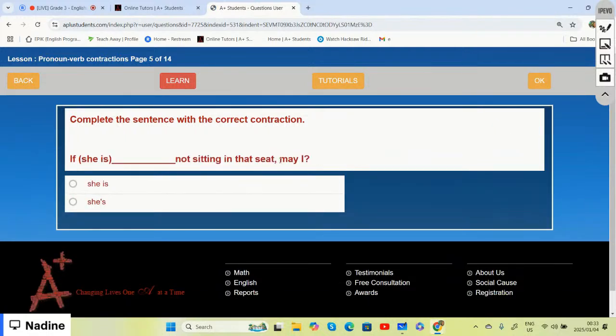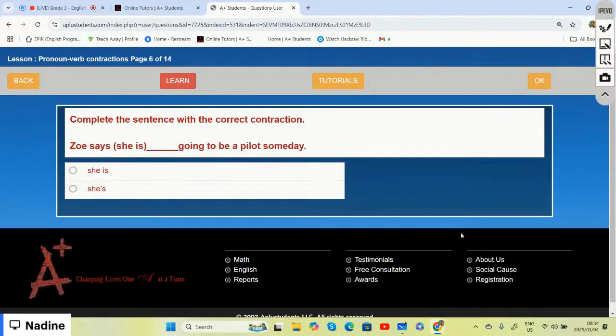Well done. All right, let's look at the last one. It says, if she is not sitting in that seat, may I? So if she is not sitting in that seat, may I? So she is, option one, she is, or the second option, which is she's. We need to find the contraction of she is. If we were to find the contraction of she is, then yes, she's is correct. Well done.